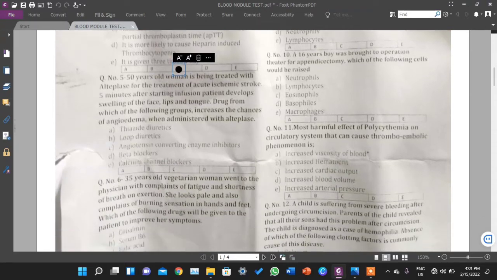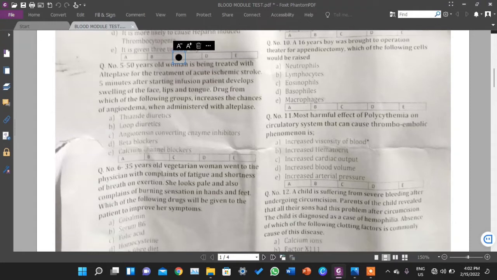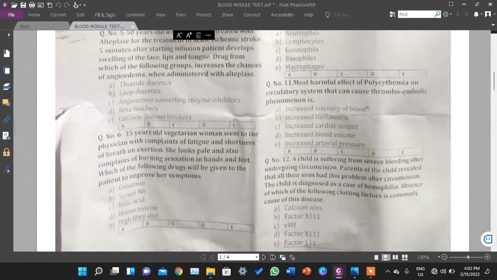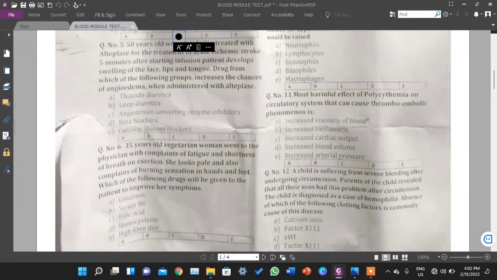Now moving towards number 5, a 50-year-old woman is being treated with alteplase for the treatment of acute ischemic stroke. 5 minutes after starting the infusion, the patient develops swelling of the face, lips, and tongue. Drugs from which of the following groups increase the chances of angioedema when administered with alteplase? A, thiazide diuretics; B, loop diuretics; C, angiotensin converting enzyme inhibitors; D, beta blockers; E, calcium channel blockers. Angioedema is basically a specific side effect of angiotensin converting enzyme inhibitors. These drugs include captopril, enalapril, and lisinopril.